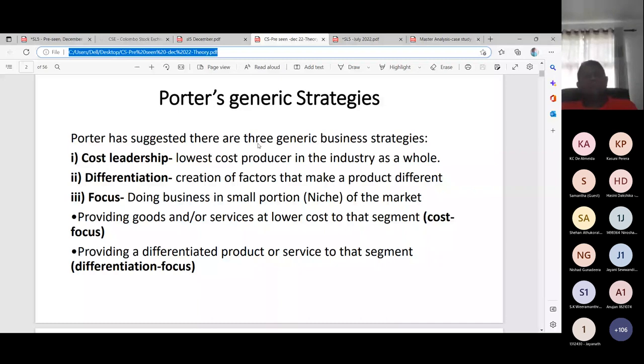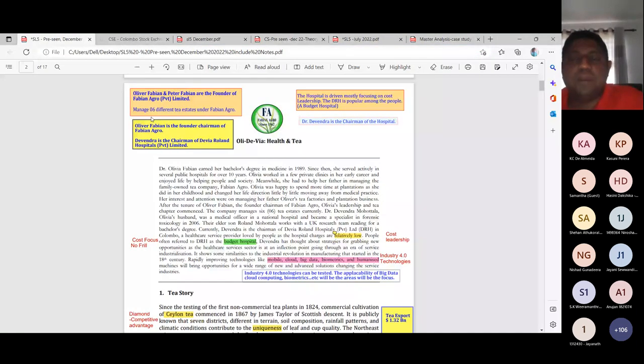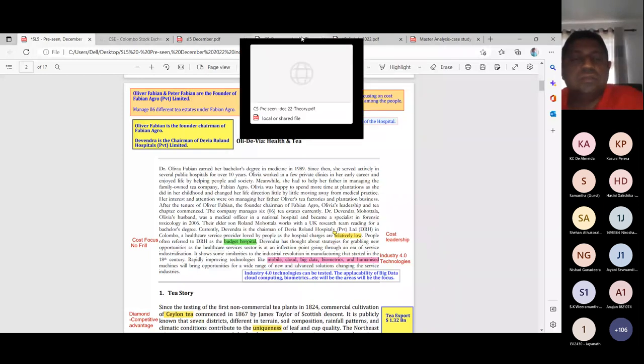We all know Porter has introduced three theories that every organization can use commonly, irrespective of the industry they are in. What are the three theories? One is cost leadership. Then the second one is differentiation. Third one is focus. So actually two broad market-based strategies and one niche-based strategy, selected market-based. Now, if you look at the information given here, if we apply the theory part here, this is the focus strategy.